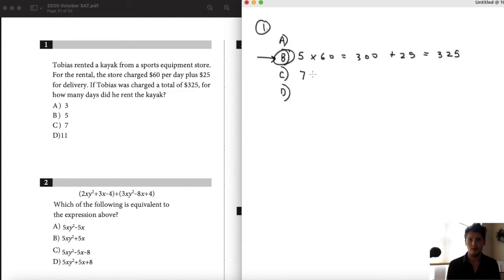Just to show you how it would work otherwise, let's say I started with C. $60 times 7 days would get us to $420. And then if you added another 25, you'd say, well, look, that's already $445. That's too much. We wanted it to be less than that, so you know the two bigger answers are wrong. You go down and try B. Now, if B didn't work after I tried C, there would only be one logical answer remaining, so I would be done either way. So notice when you take this approach, you may only have to try 2 answer choices in many cases. Okay, so that's number 1.